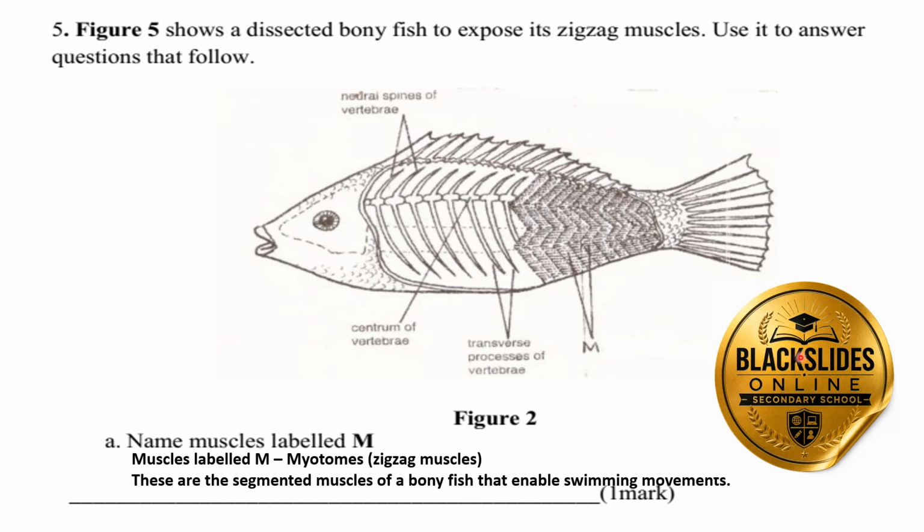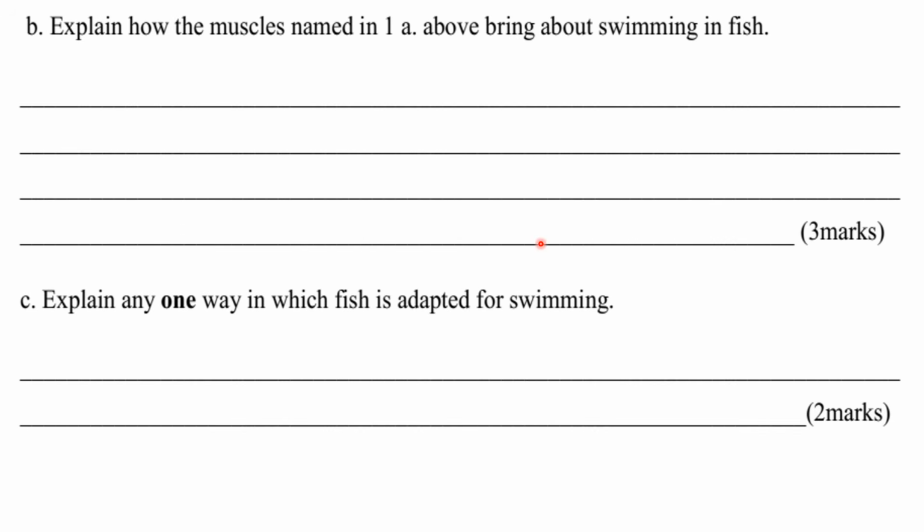Welcome learners. Explain how the muscles named in 1A, named in the figure above, bring about swimming in fish. How do myotomes help fish to swim? In 3 marks, requiring us to mention 3 points.